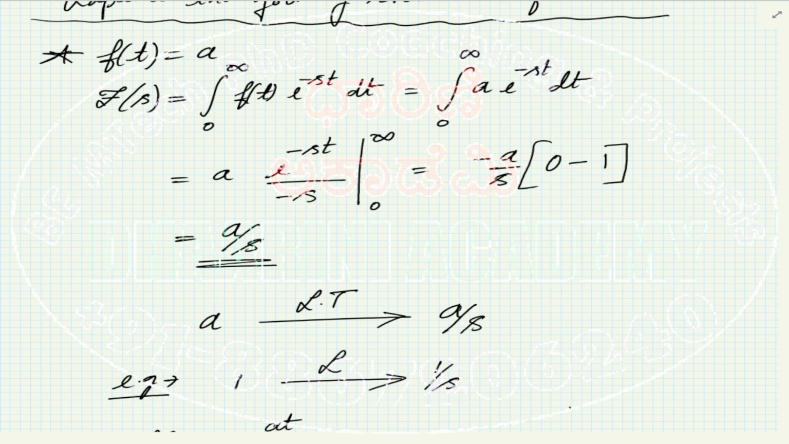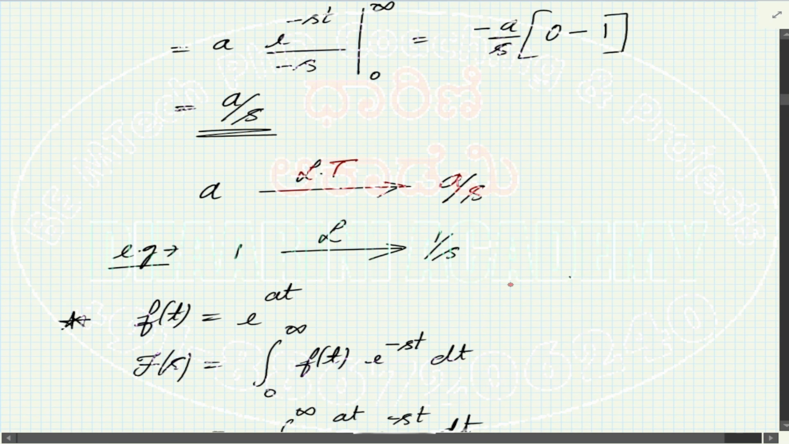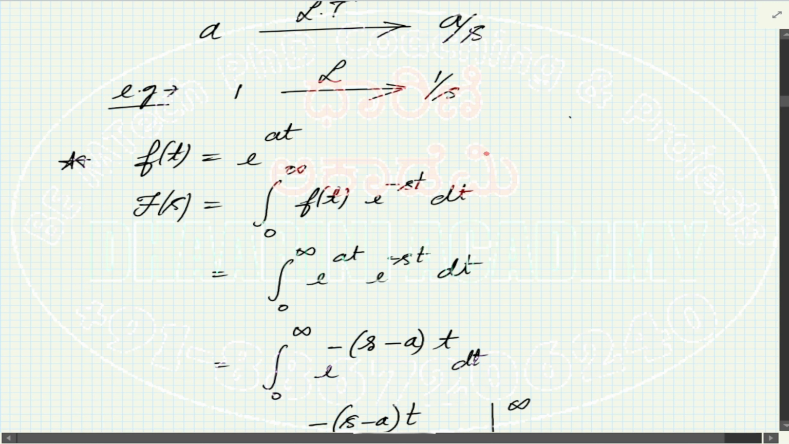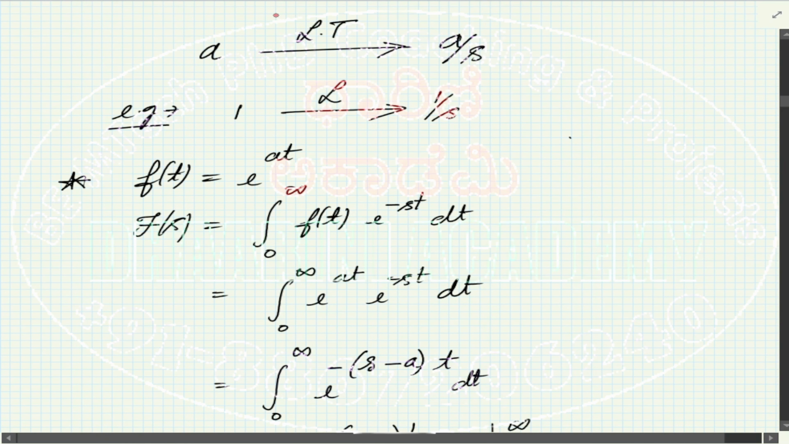Because of that, we can consider this as the first standard entry. You can make a table for your reference. If instead of a you write 1, this is the direct application. So if you give 1, the Laplace transform is 1 by s. That's the first one. Just make a note of this. That's all. You can apply this later.